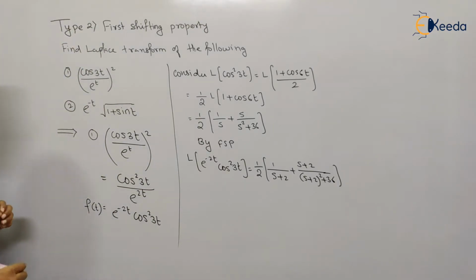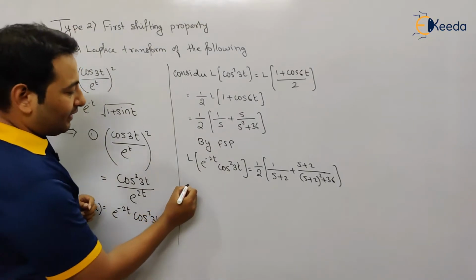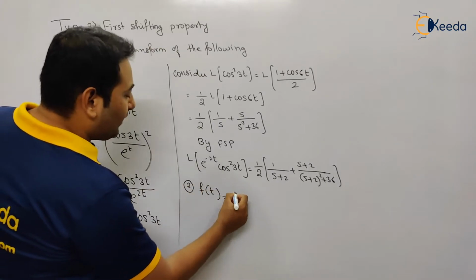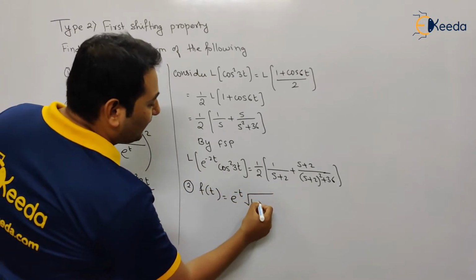Is this clear? Yes or no? That's it. Let us discuss the next example number 2. Here f of t is e raised to minus t into root of 1 plus sin t.